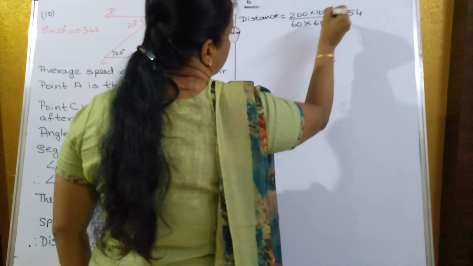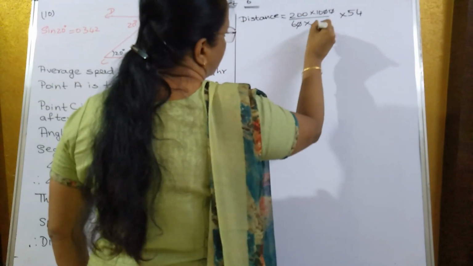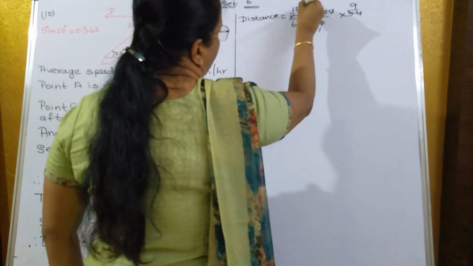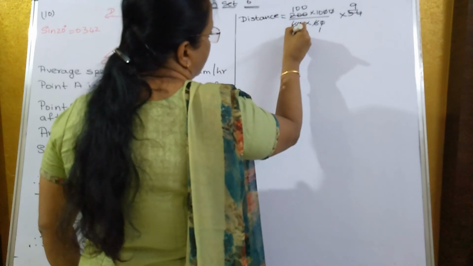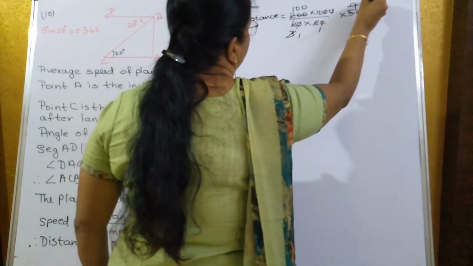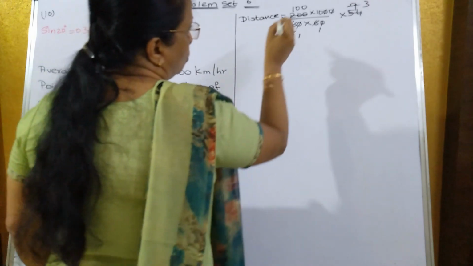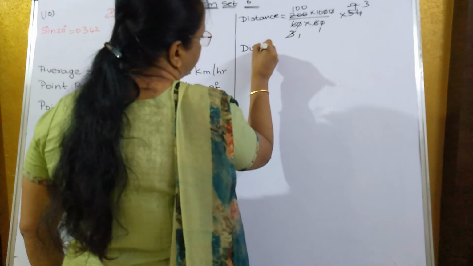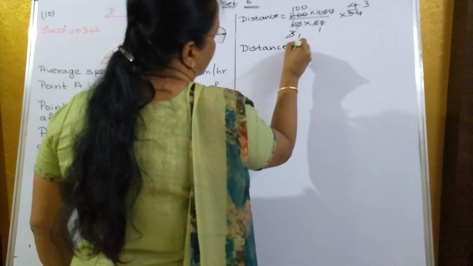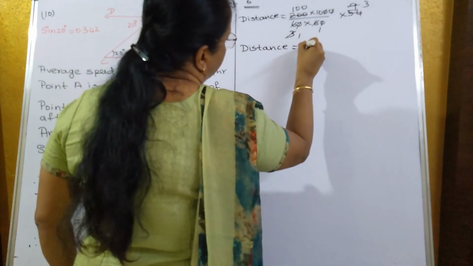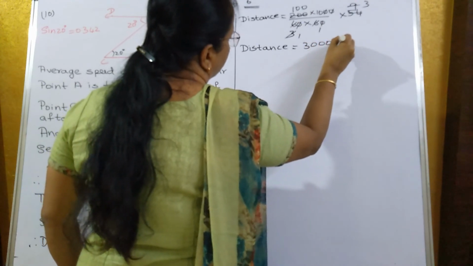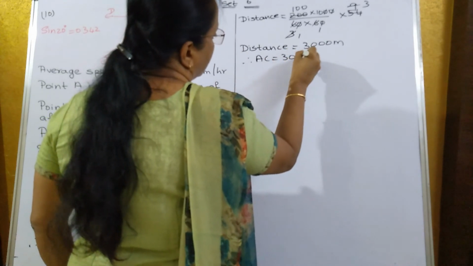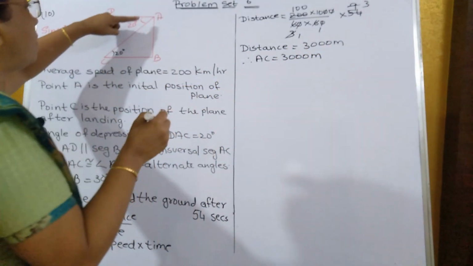Now do the cancellation. This 0 and this 0 will get cancelled, and again this 0 and this 0. 6 ones are 6, 6 nines are 54. 2 threes are 6, and 3 ones are 3, 3 threes are 9. So 3 into 100 into 10. So distance is equal to 3000 meters. Therefore AC is equal to 3000 meters, so now we have got the value of AC.